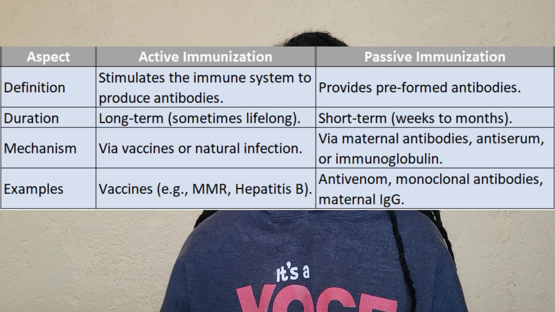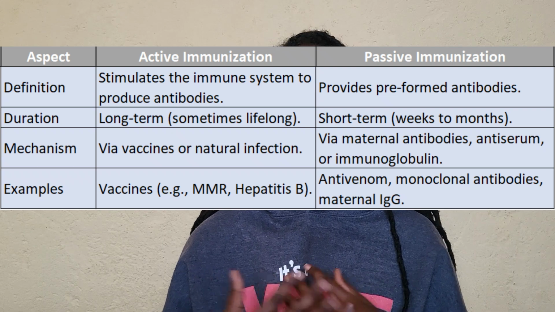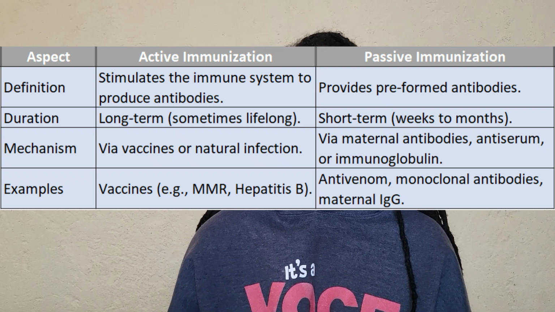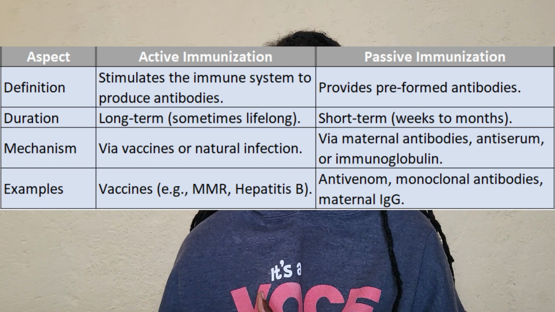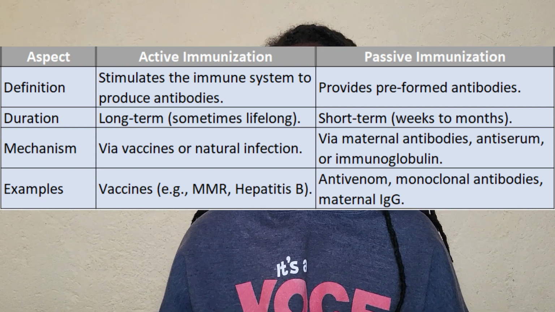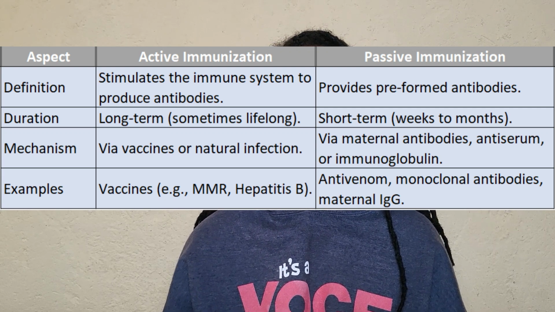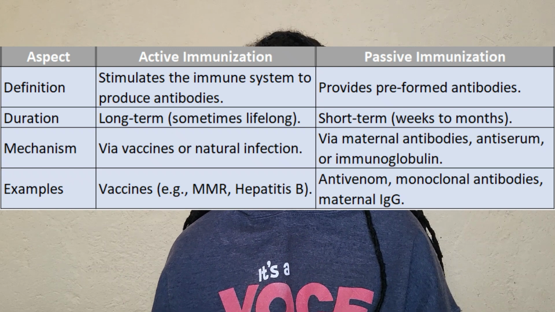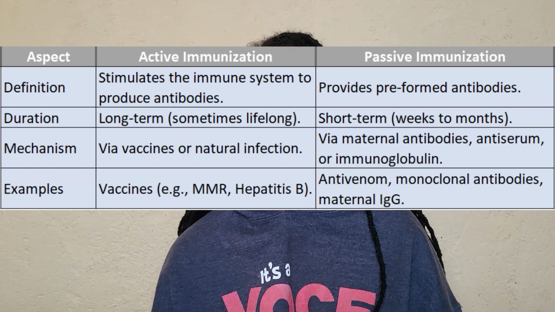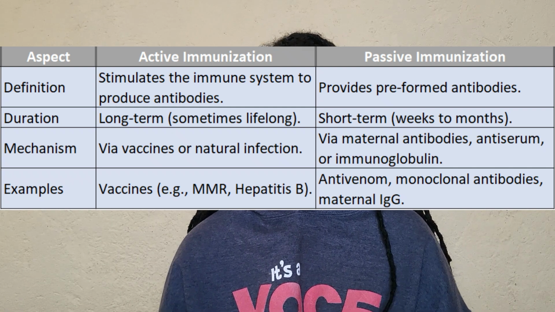duration. And the mechanism: active is via vaccines or natural infections, and passive is via maternal antibodies and serum or immunoglobulin. The examples for active immunization are measles, mumps or rubella, and hepatitis B, and for passive immunization, antivenom, monoclonal antibodies or maternal IgG. Thank you.